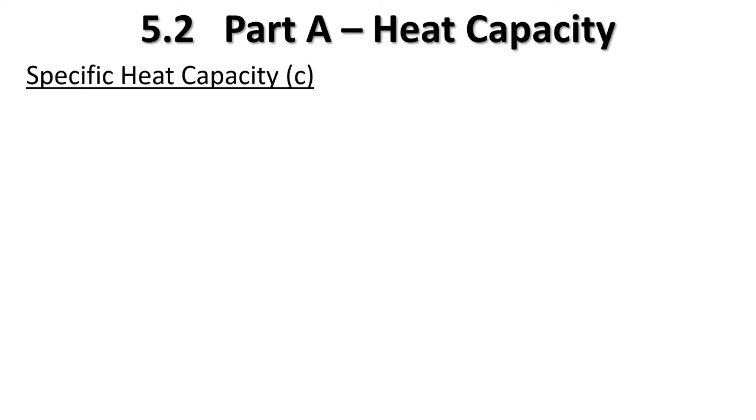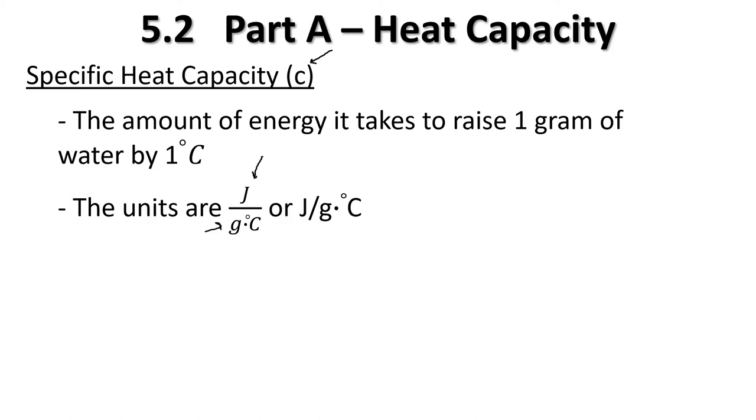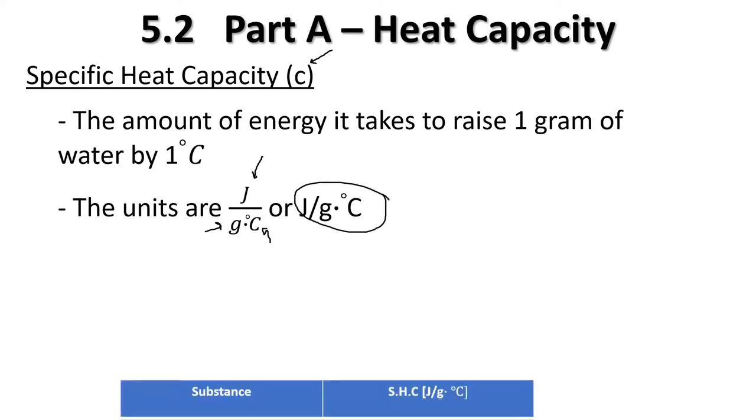Now we're going to look at specific heat capacity. We're adding one extra thing to our definition. It is represented by the letter C. It's the amount of energy it takes to raise 1 gram of water by 1 degree Celsius. Now it's got a rather wild unit here. It's measured in joules divided by grams multiplied by degrees Celsius. So it'll probably more typically look like that.